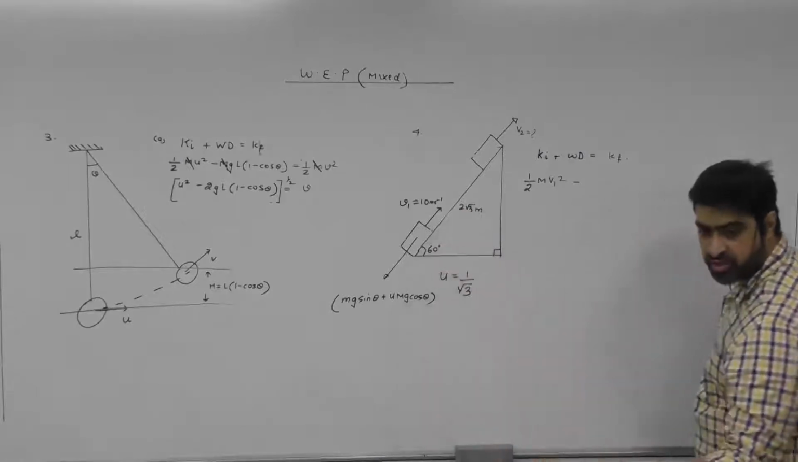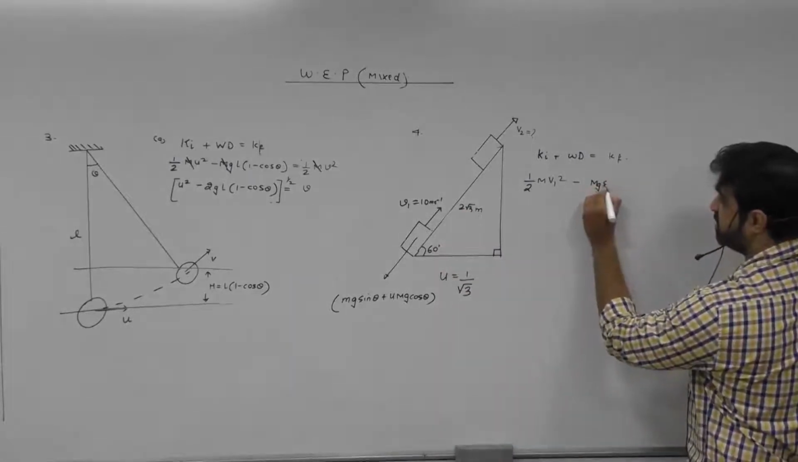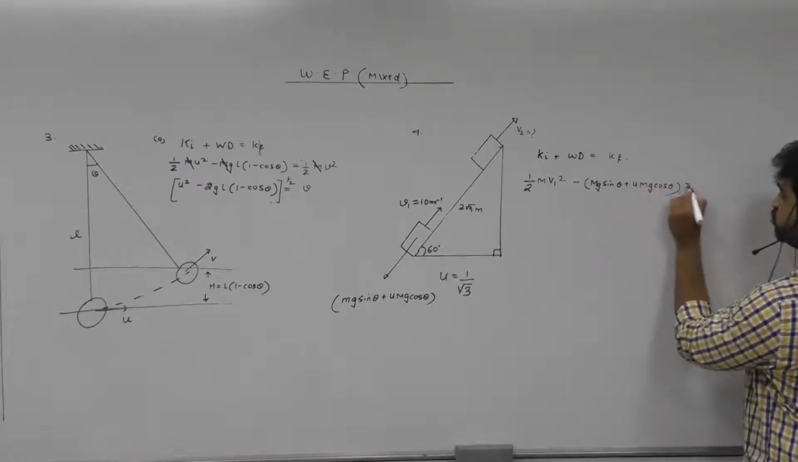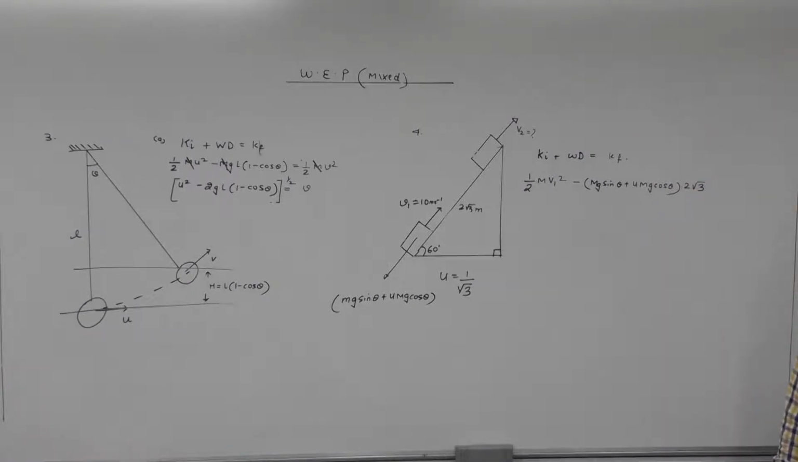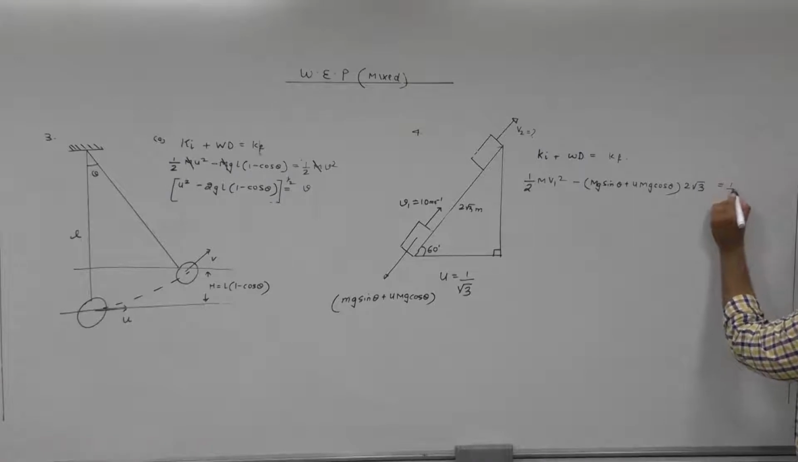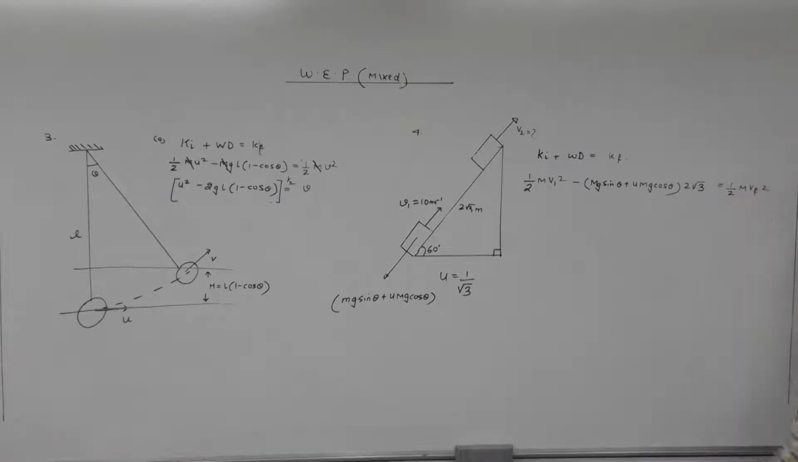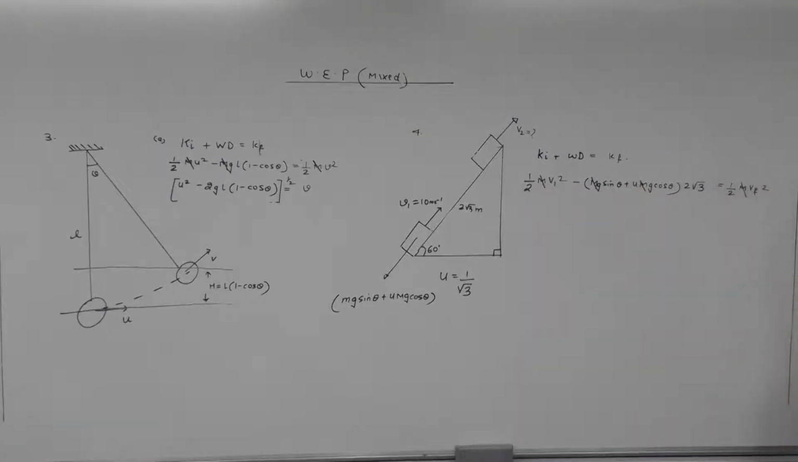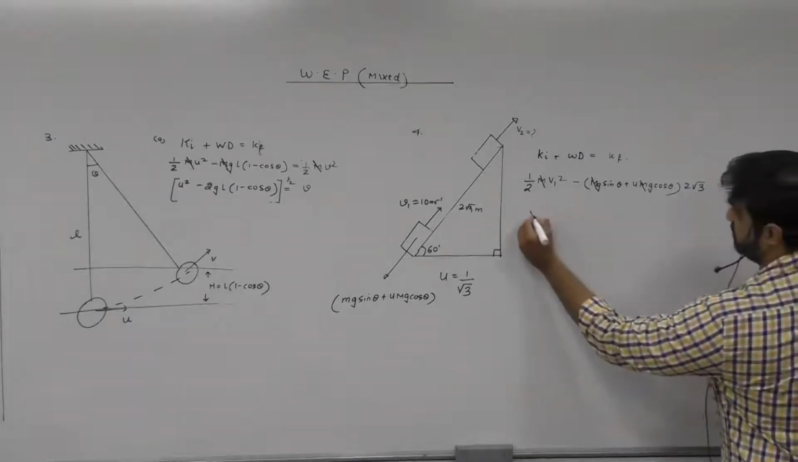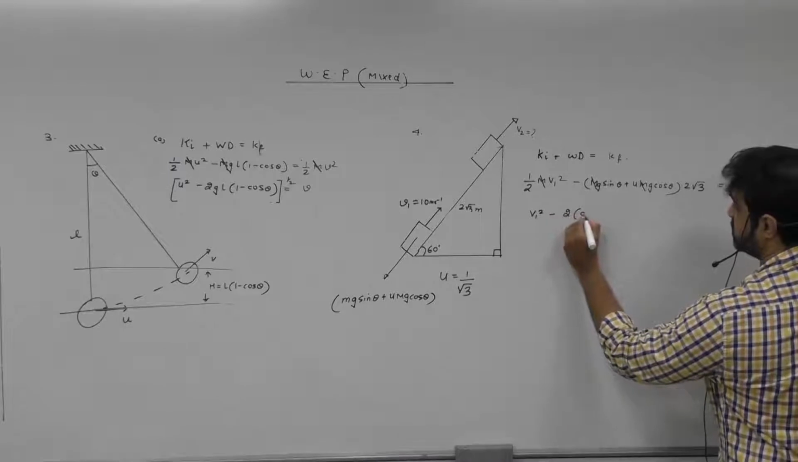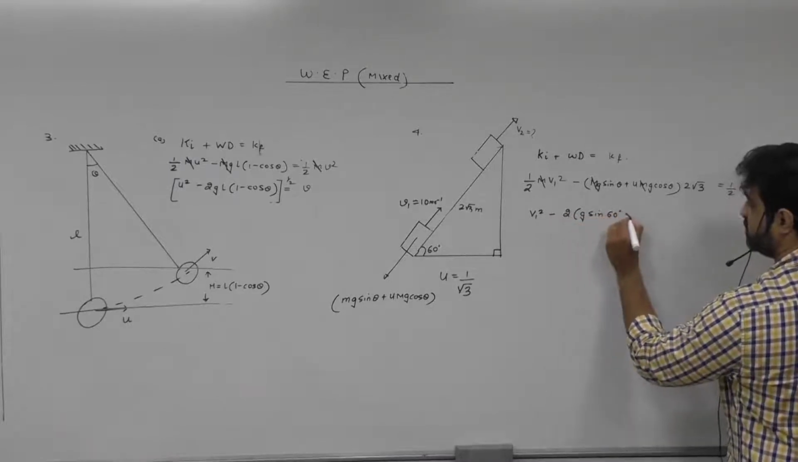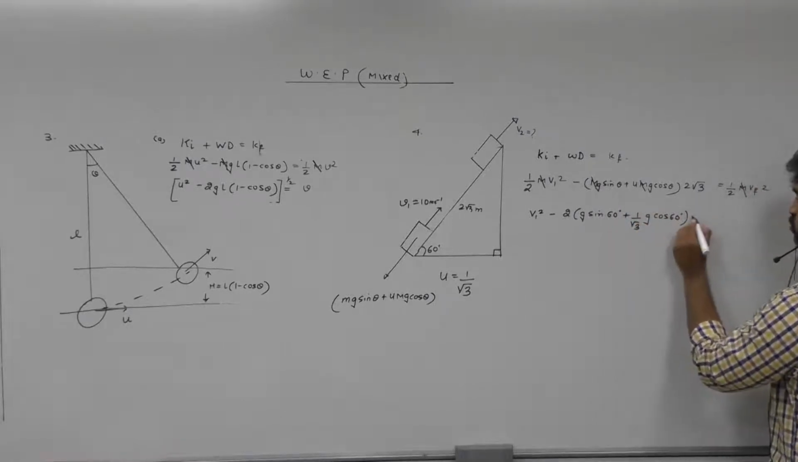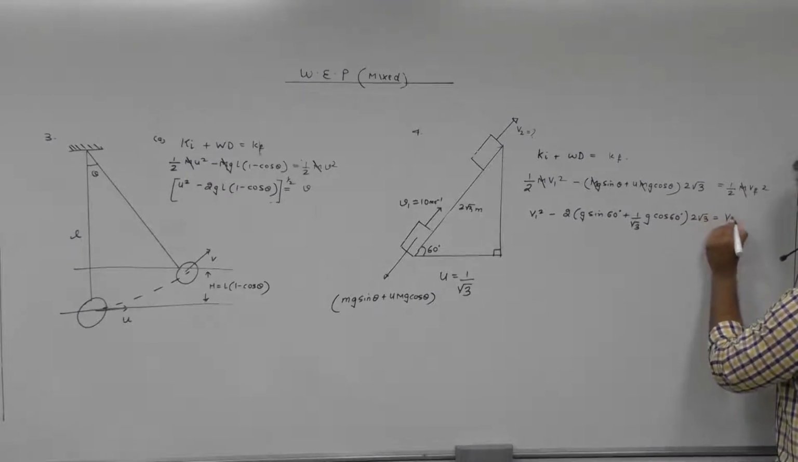Force into displacement. What is the force? mg sin theta plus mu mg cos theta into what? 2 root 3. Correct? Is equal to final kinetic energy. What is the final kinetic energy? Half m vf square. So m and m will cancel. Can I multiply the whole equation by 2? So it will become v1 square minus 2 g sin 60 plus 1 by root 3 g cos 60 into 2 root 3 will become vf square.